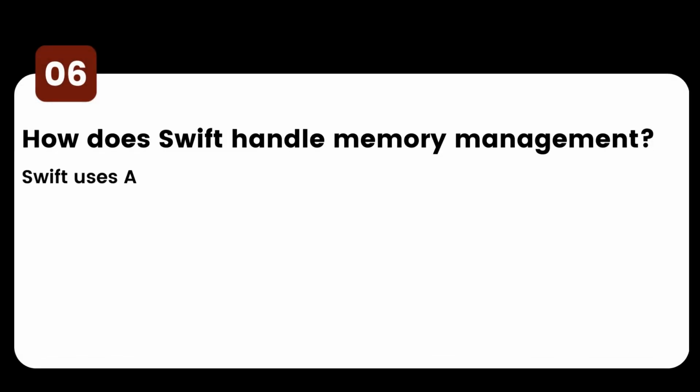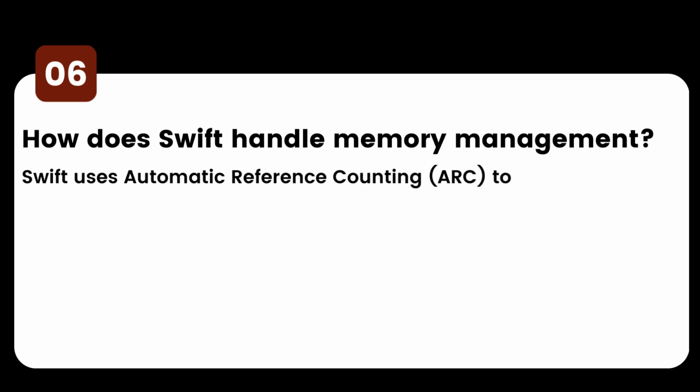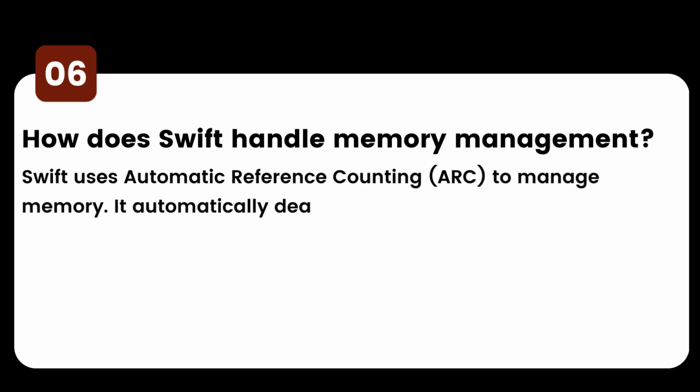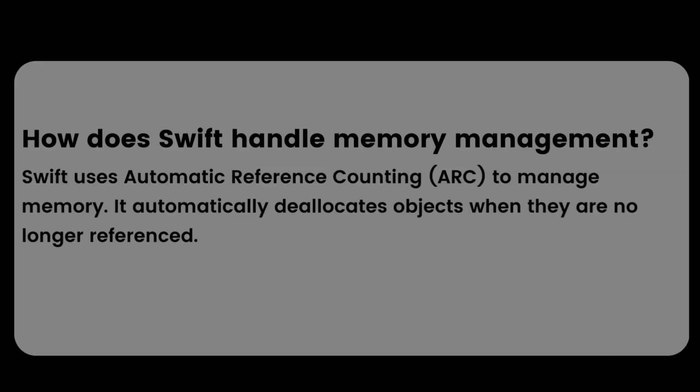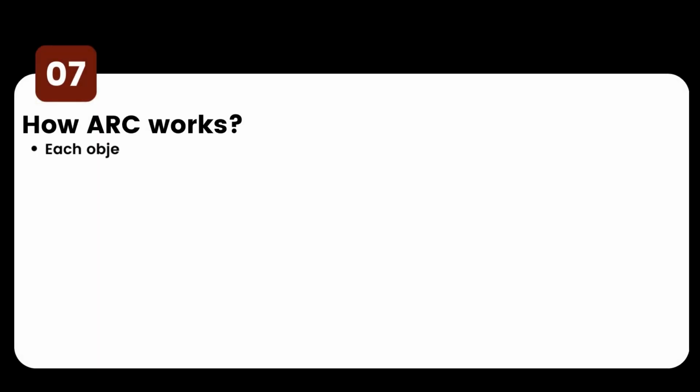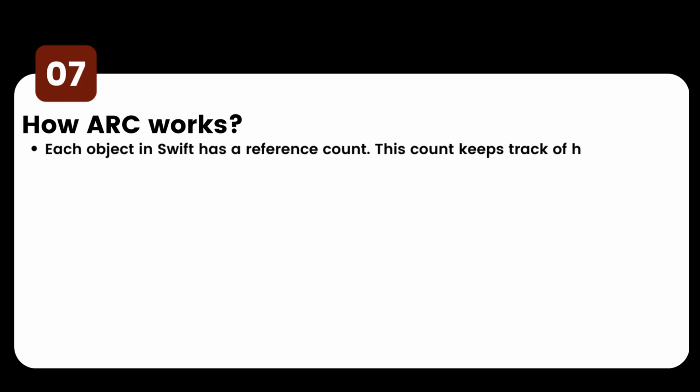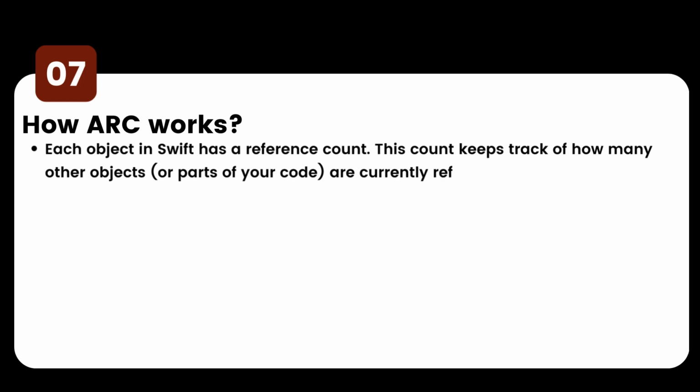How does Swift handle memory management? Swift uses ARC to manage memory. It automatically deallocates objects when they are no longer referenced. And how does ARC work? Each object in Swift has a reference count. This count keeps track of how many other objects are currently referencing it.